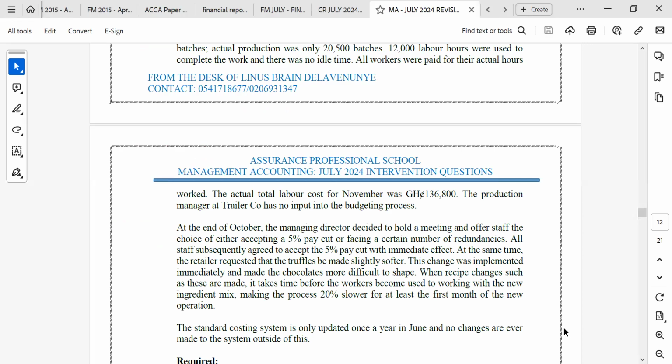The question is saying 0.5, and it has been increased by 20%. So I'm going to calculate the 20% on the 0.5, then add to it. So you are going to have 0.6. That one I'm going to use for the revised one. So when you multiply the 0.6 by the 20,500, I'm going to have 12,300. That's the revised. All right. Thank you, Senior.